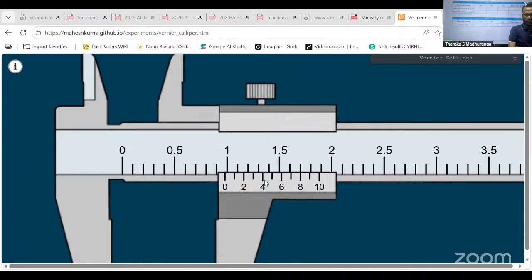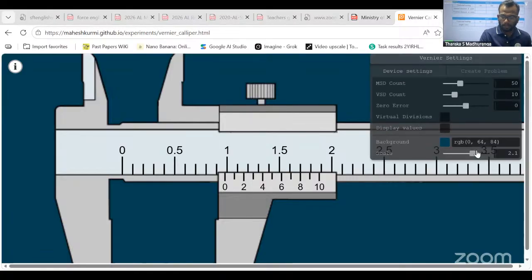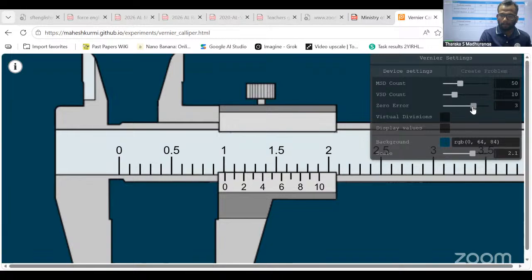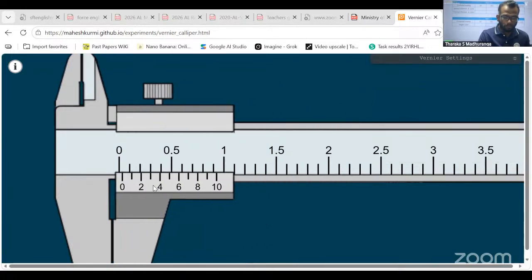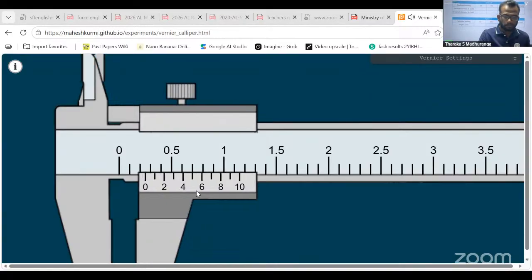The next thing is, what is the meaning of zero error of the vernier caliper? The vernier caliper zero error is mainly of two types. The first one is positive zero error and the next one is negative zero error. Positive zero error means, in the contact stage of the external jaws, this is a positive zero error. Positive zero error comes due to something applied on the jaws, or corrosion.